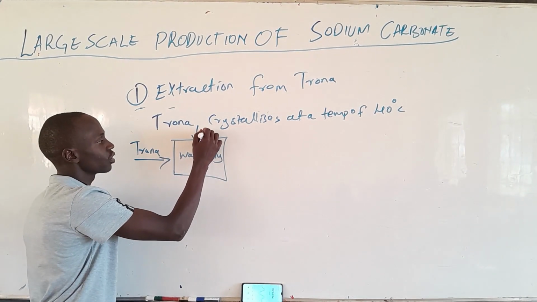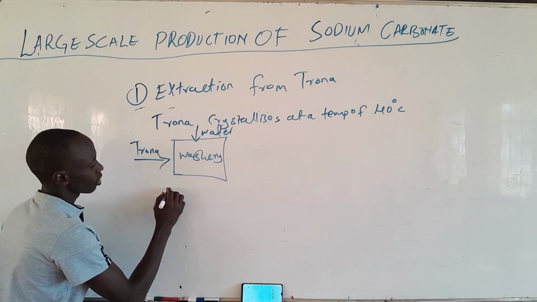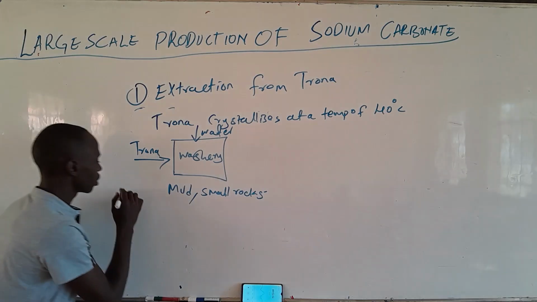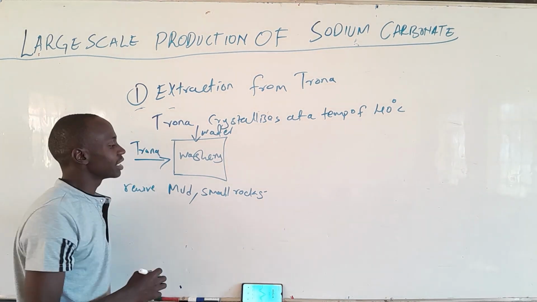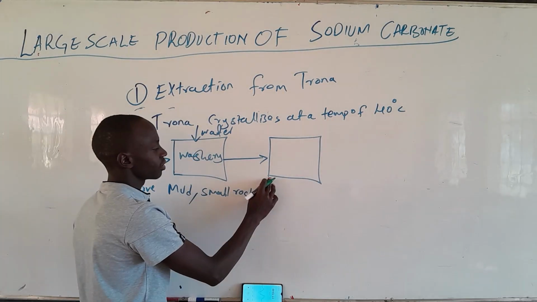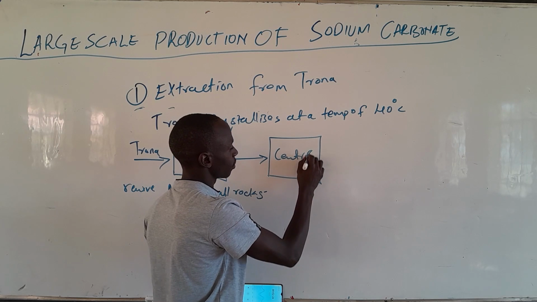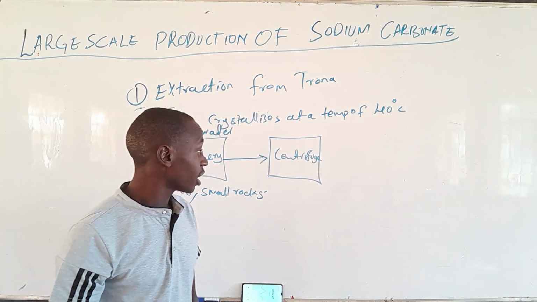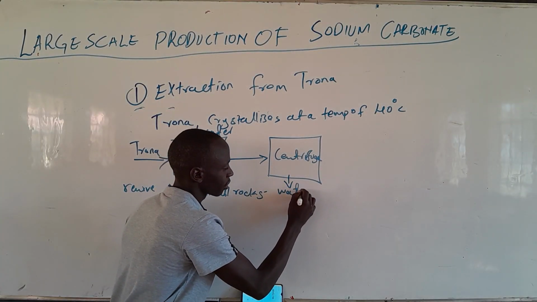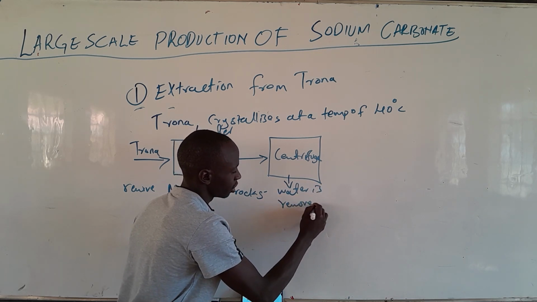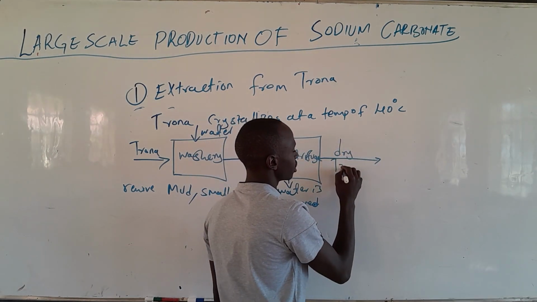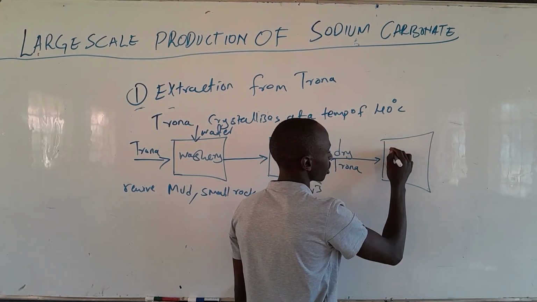So here we introduce water, and we remove mud and small rocks. Then the Trona that is free of mud and small rocks is pumped to the next chamber, which is referred to as the centrifuge. In the centrifuge, water is removed from the Trona to make it dry. So from the centrifuge, we obtain dry Trona, which is pumped to the next chamber, which is the kiln.